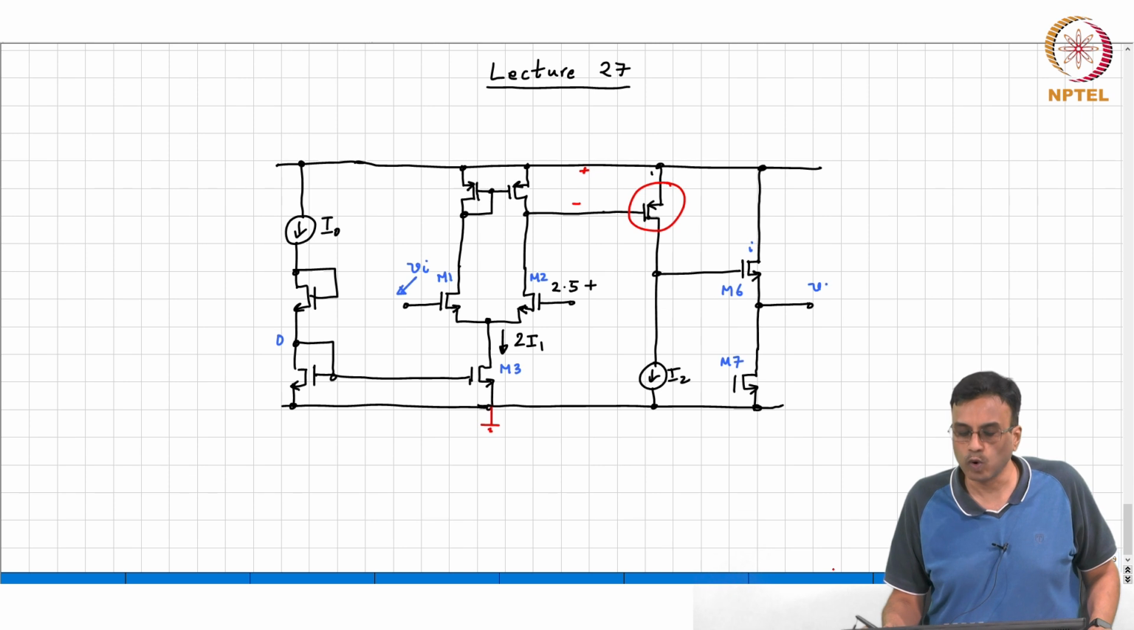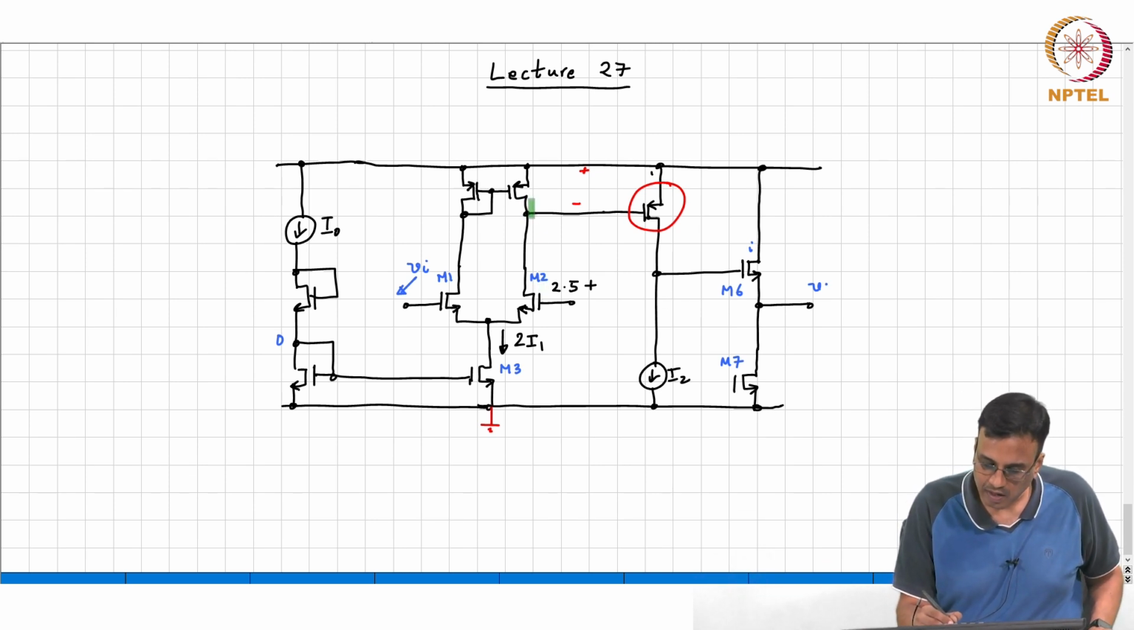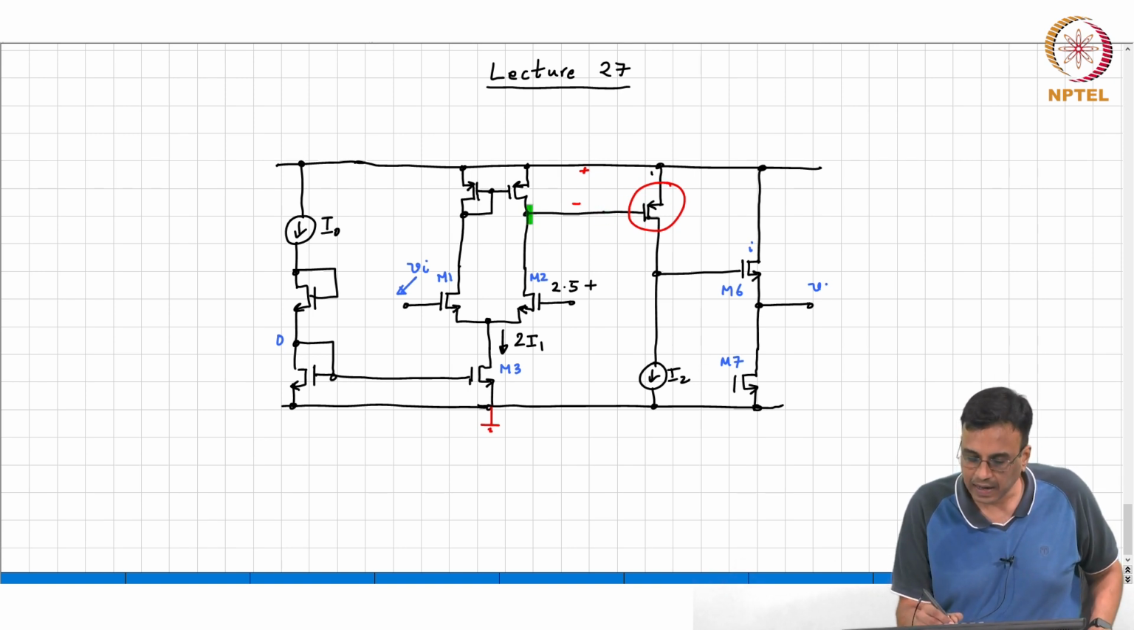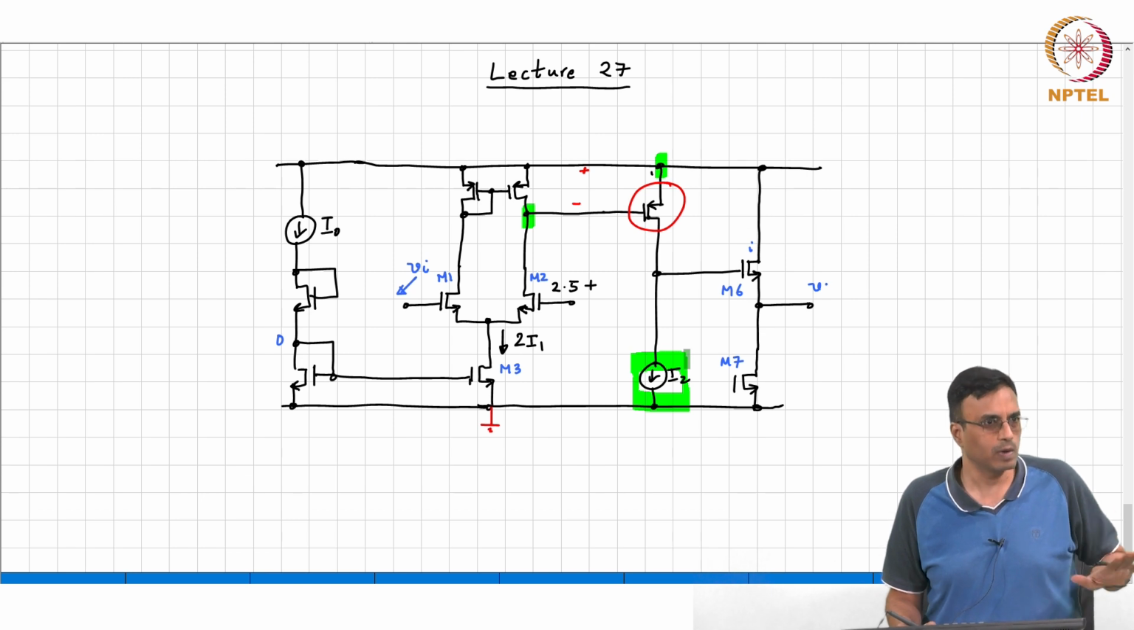How does the differential pair know that this is exactly the voltage it needs to give, exactly enough to support I2? Do you see the question, or is the problem obvious to you? That we have a problem is clear. I hope that much is clear.